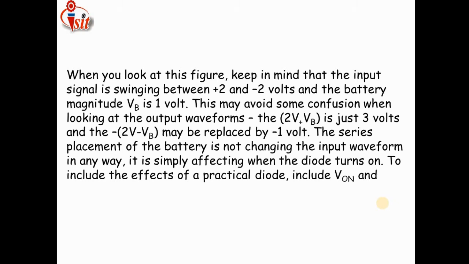The +2 volt with a positive bias voltage is just 3 volts, and the -2 volt with a negative bias voltage may be replaced by -1 volt. The series placement of the battery is not changing the input waveform in any way. It is simply affecting when the diode turns on. To include the effects on a particular diode, include the on-condition voltage and the resistance, denoted by RF, in the diode path.